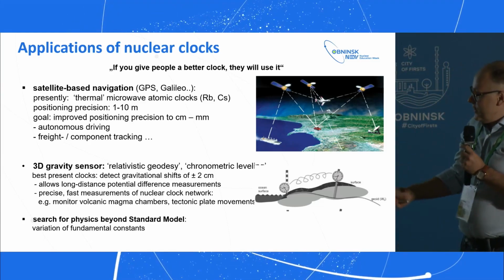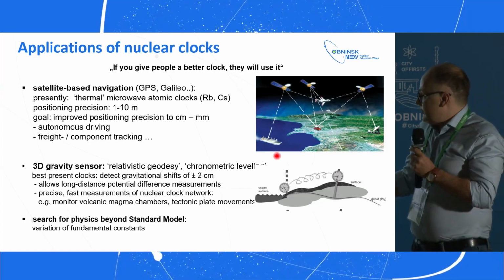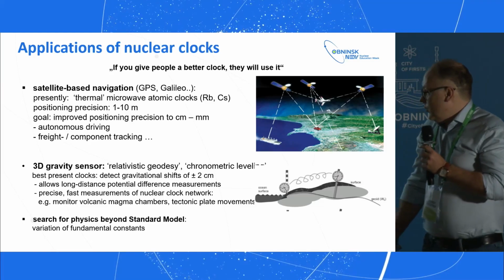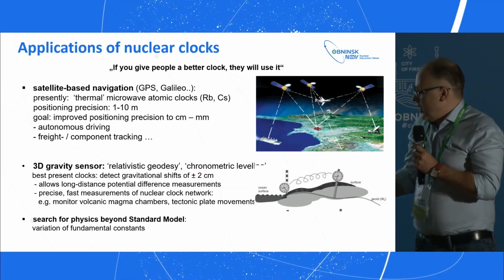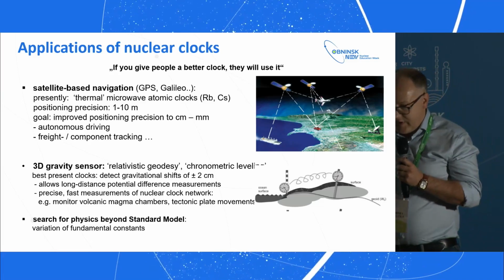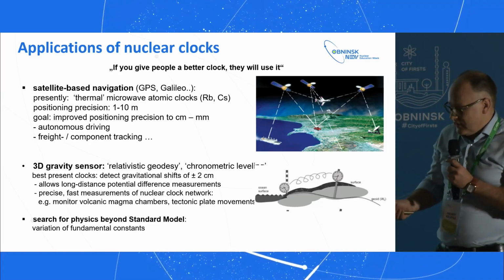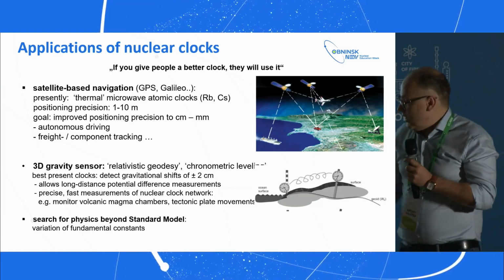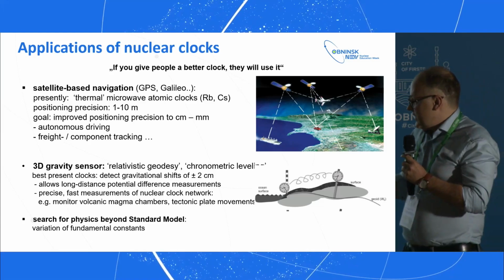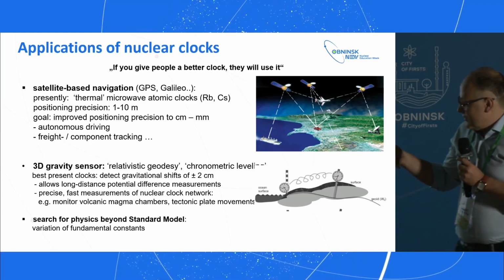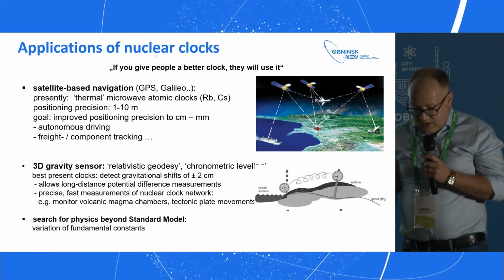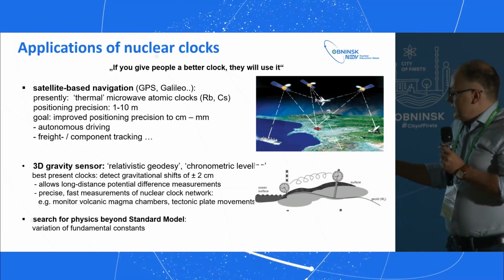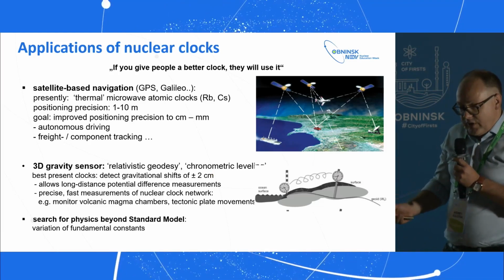Another is 3D gravity sensors. The present accuracy is plus or minus 2 centimeters, which already allows us to measure changes in gravity potential up to 2 centimeters. And if we build this technology on the nuclear clock, then we can monitor volcanic magma, how it moves inside the Earth. Another is tectonic plate movements, etc.